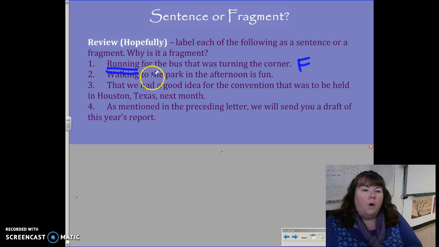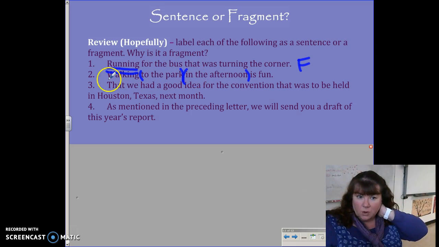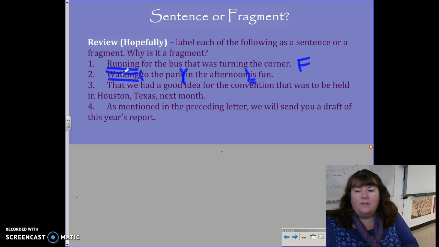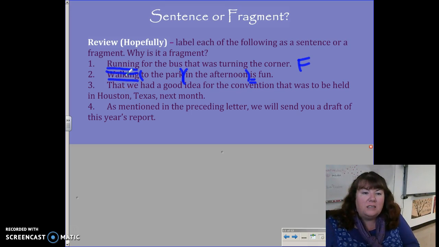Okay, number two: walking to the park in the afternoon is fun. We have some prepositions in here: to the park, in the afternoon. If we take those out, it's actually easier to find the subject and the verb. So walking is actually our subject, and is is our verb. Even though walking looks like a verb form, verbs can act as nouns, and in this case it's the idea of walking. So this one is a sentence, and I would label it with an S.